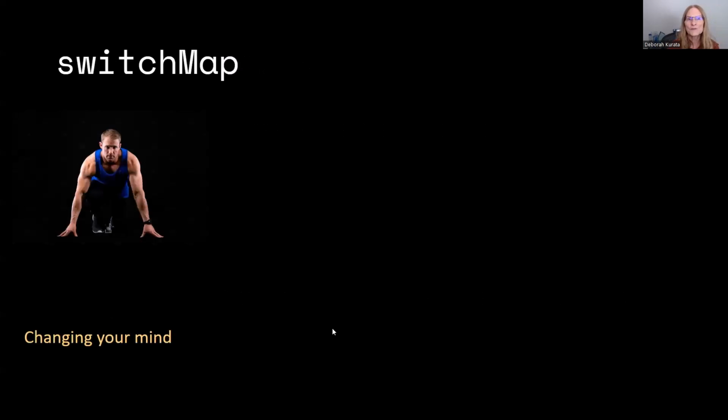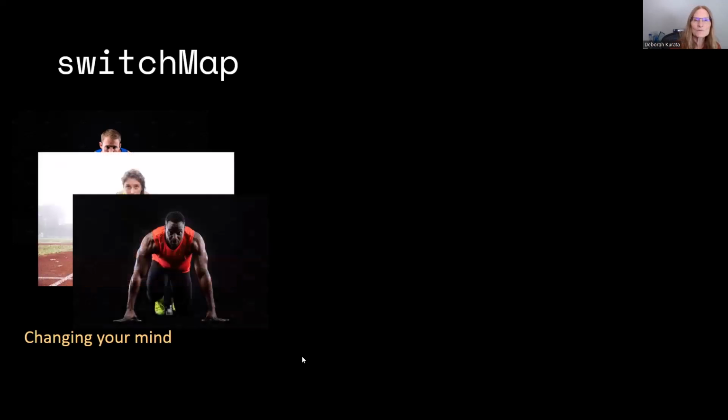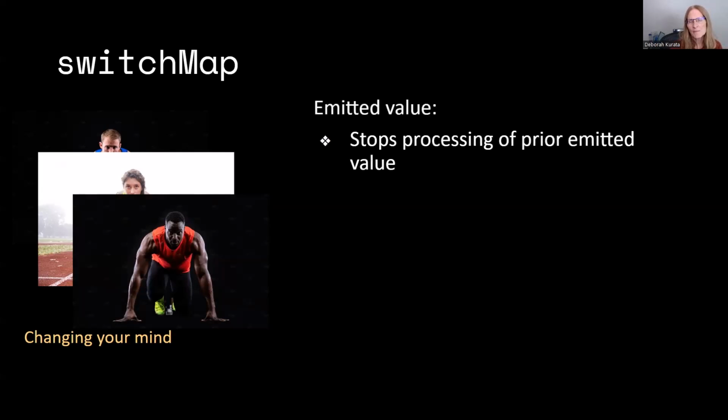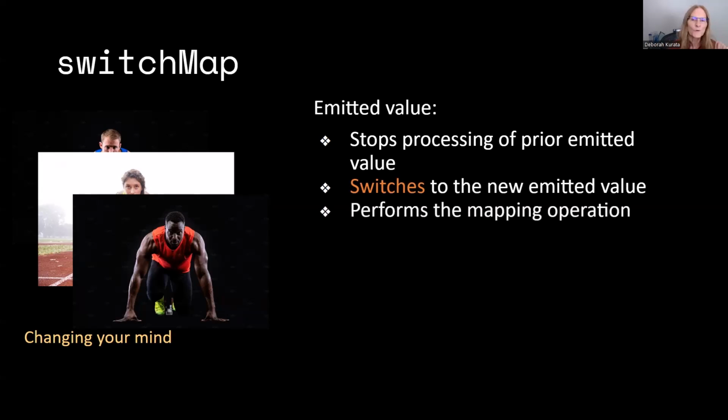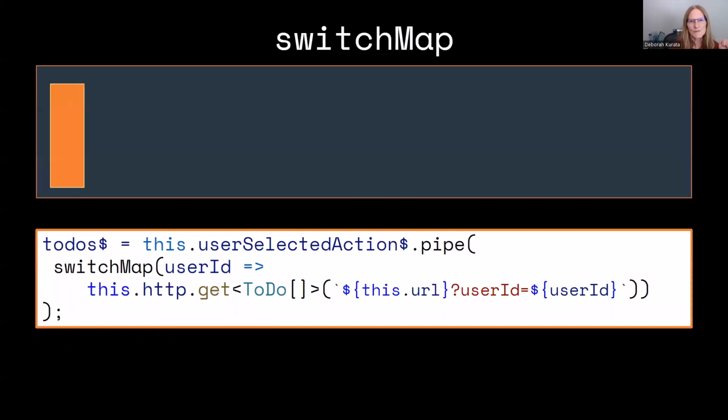The third one was switch map. And you can think of this as kind of changing your mind. So the coach says, okay, we're going to start this runner. No, this one. No, this one. But only one runner actually does the running. So switch map is the same way. It will stop processing of any prior emitted value and then switches to that new emitted value. And then it performs the mapping operation. And of course, it repeats.